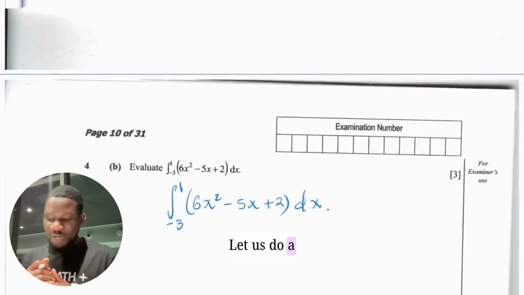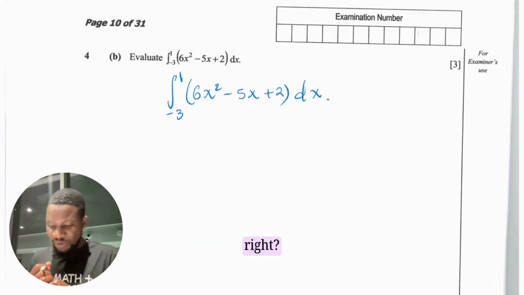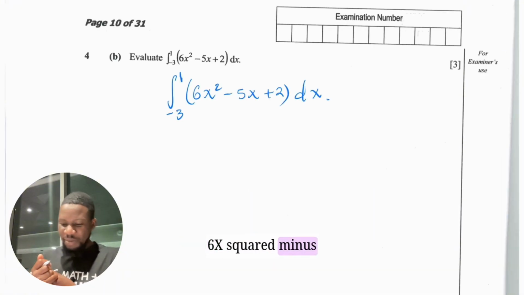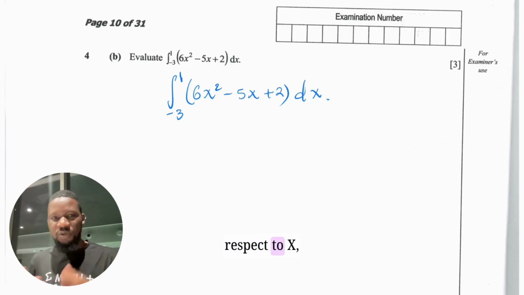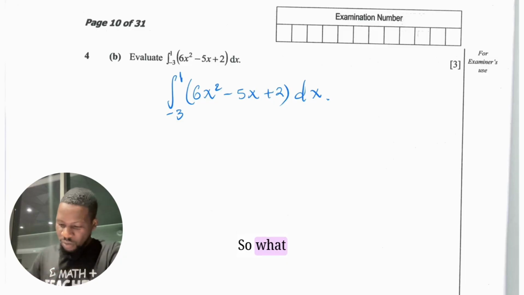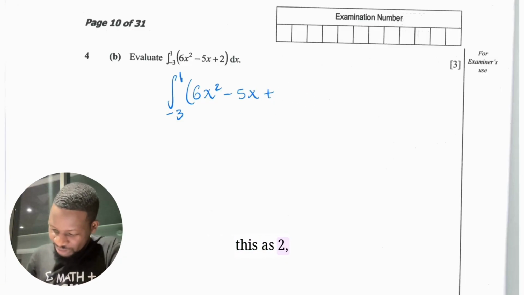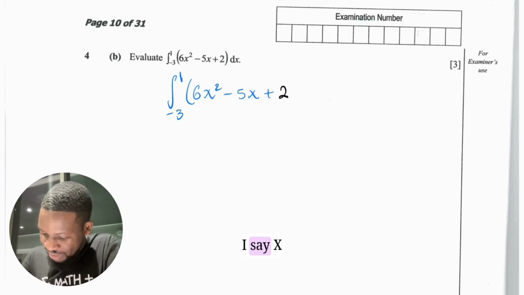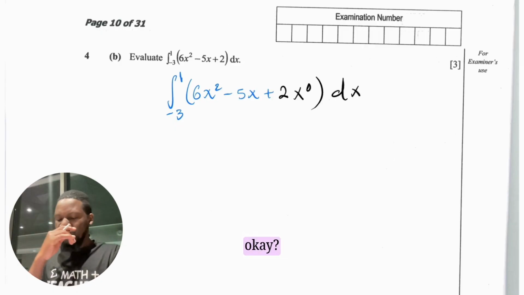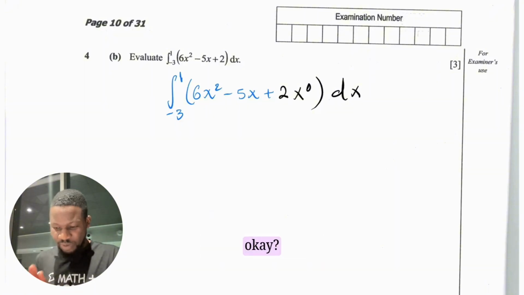All right, let us do a little bit of integration. So we have the integral of this expression, right? 6x squared minus negative 5x plus 2 with respect to x. What we can do is write this as 2, then I write 2 times x to the power 0 with respect to x. I did x to the power 0 for a simple reason.